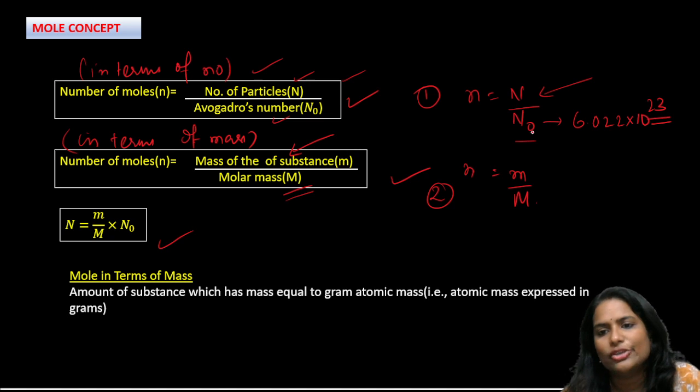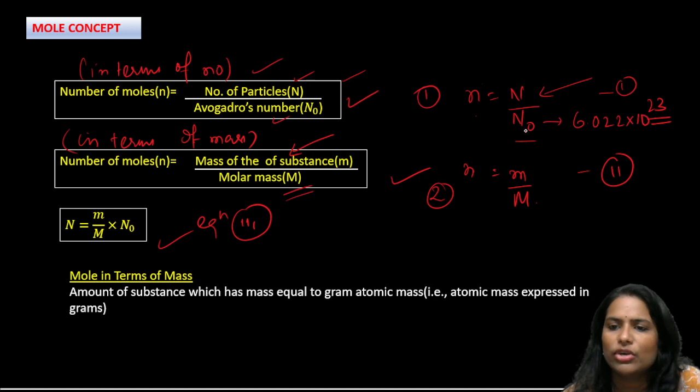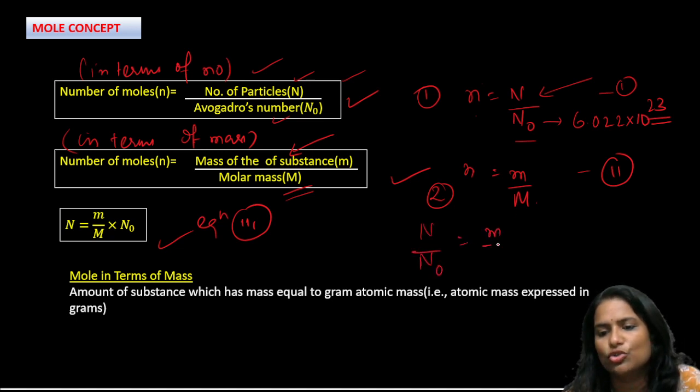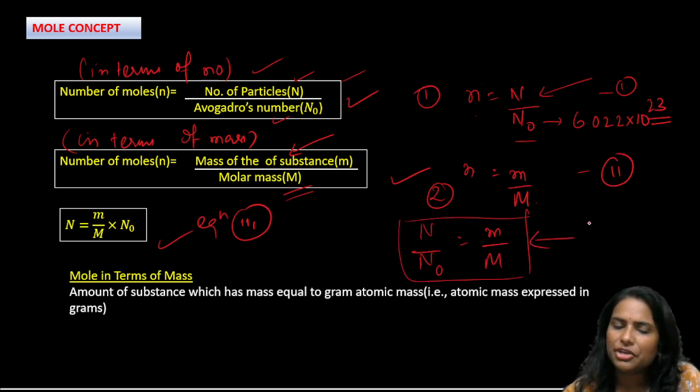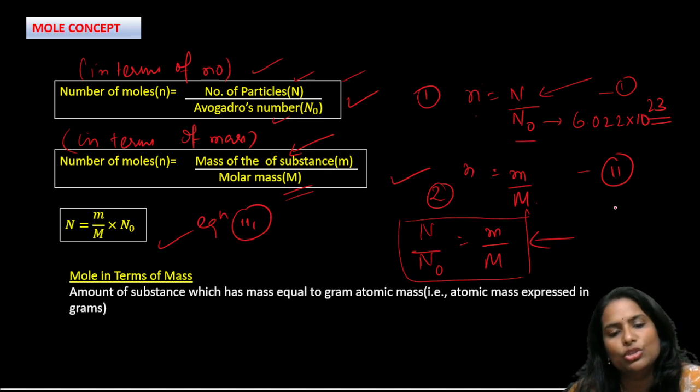Second formula, as you can see here, the mole is equal to N by n0 and small n is also equal to small m by capital M. So simply you can equate both these equations 1 and 2, and as a result you will get equation number 3: capital N upon n0 equals small m upon capital M. These three formulas you have to thoroughly revise and remember. If you are not able to revise this, you won't be able to solve the mole questions.